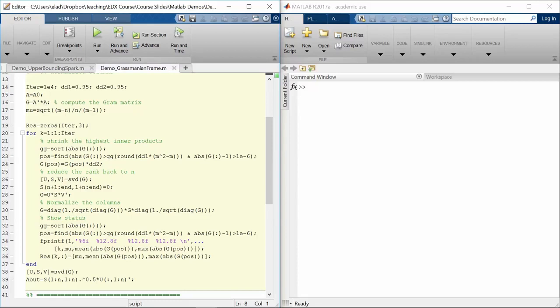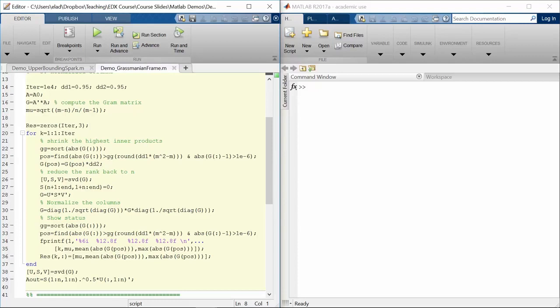The iteration ends by a printout of the temporary results. We show the iteration number and the ideal mu we aim to get. We also show the average absolute value of the off-diagonal elements in G. We shall call this the average coherence. Finally, we show the current mutual coherence, the most extreme value in the off-diagonal elements in G.